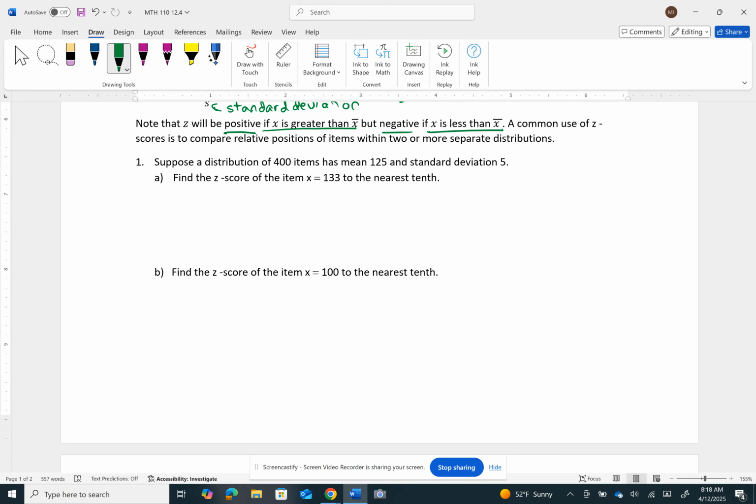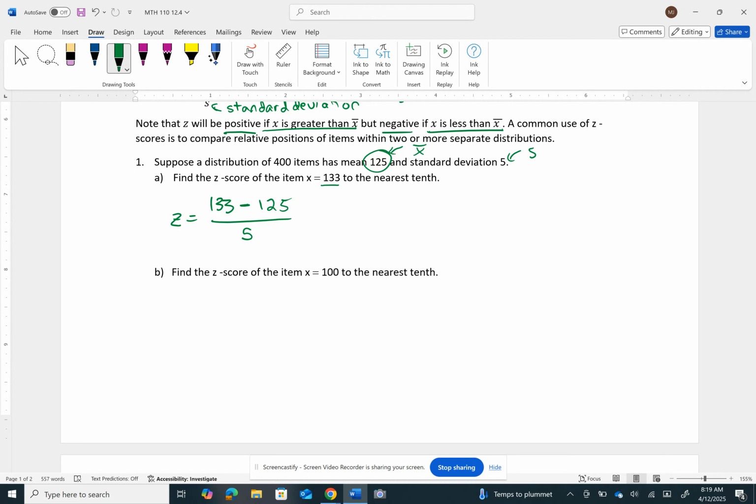So if we had a raw score that was 133, we could convert it into a z-score by using that formula. So the z-score would be found by taking that raw score, subtracting the mean, which was 125, so that right there is your x bar. The standard deviation was 5, so that's your s. Then you divide by the standard deviation, which is 5.